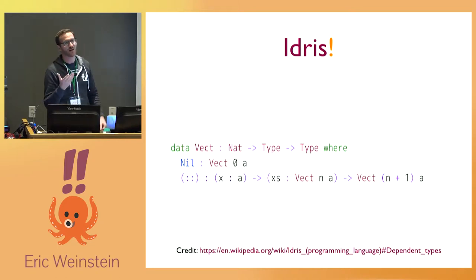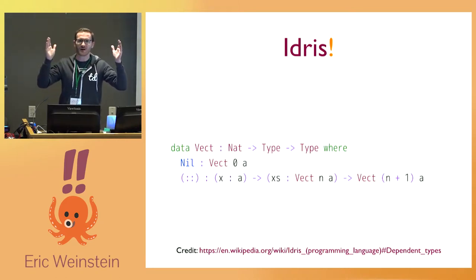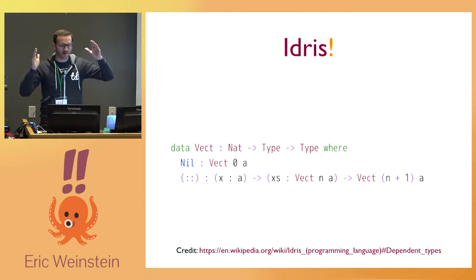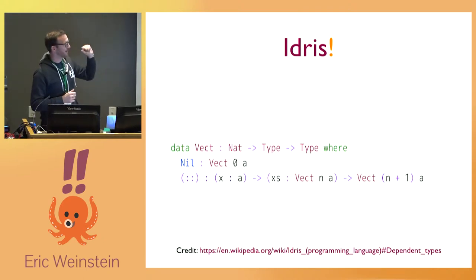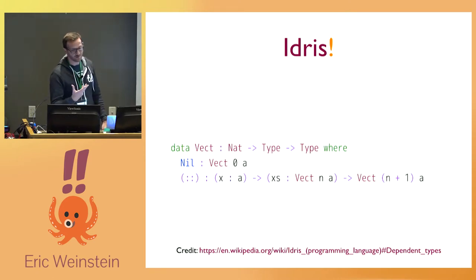So in this case, we basically have a sequence of a defined length. To help you read this, a data vector takes a natural number and a type and gives you a type. The idea here is if you have nil, you just have the empty vector of A. It doesn't matter what A is because there's nothing in it. It has a length of 0.